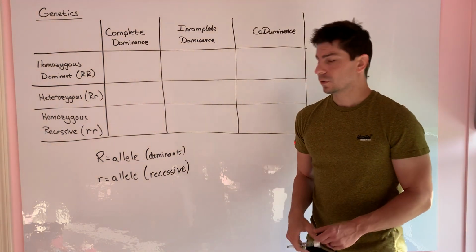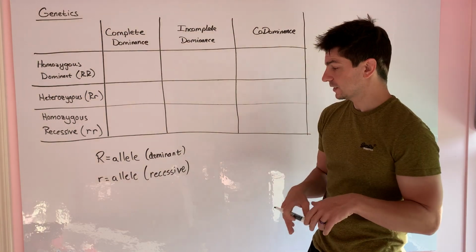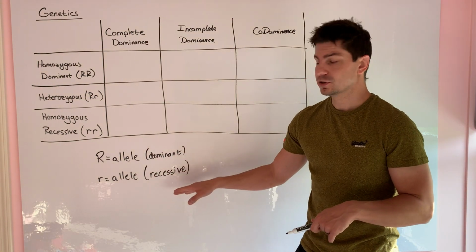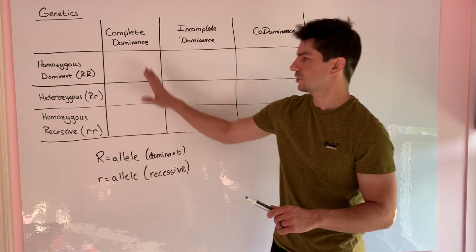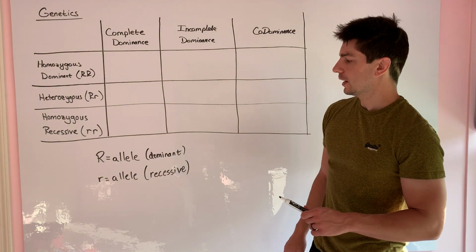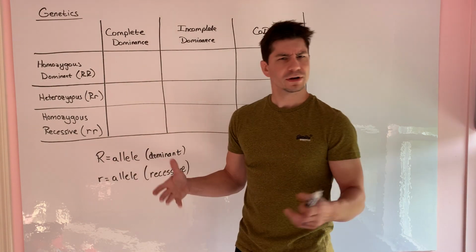Now, for regular dominance, which we're going to go over, it's called complete dominance, the dominant allele is going to mask the recessive allele. In other words, we're not going to see this one, and I'll show you that up here. Now, like I said, we have two alleles for each trait. Well, where do they come from?